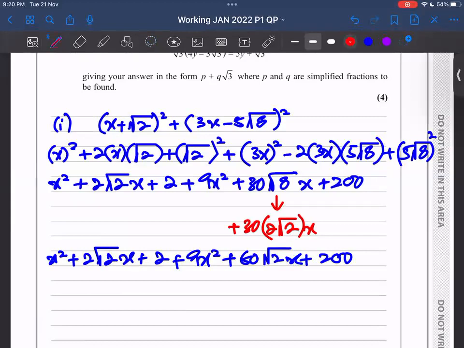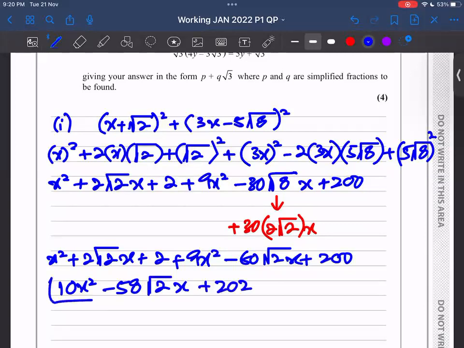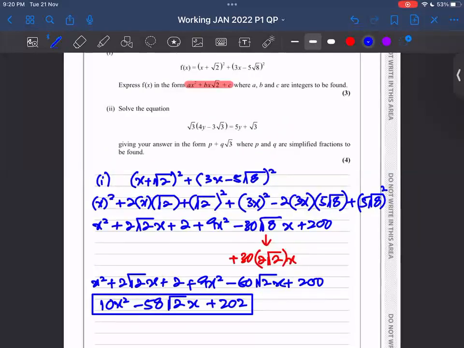So I'm going to add the like terms. x square plus 9x square is going to be 10x square. Then you're going to have 2 root 2 x and 60 root 2 x, and the sign is minus here. I mistakenly wrote plus. So it is going to become minus 58 root 2 x. 2 plus 200 is 202. Now this is the form which they are asking us to write. We have written it in this form.